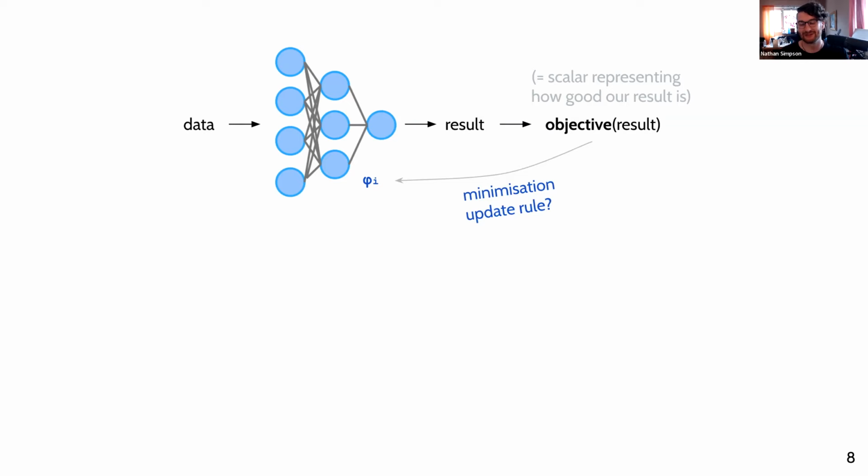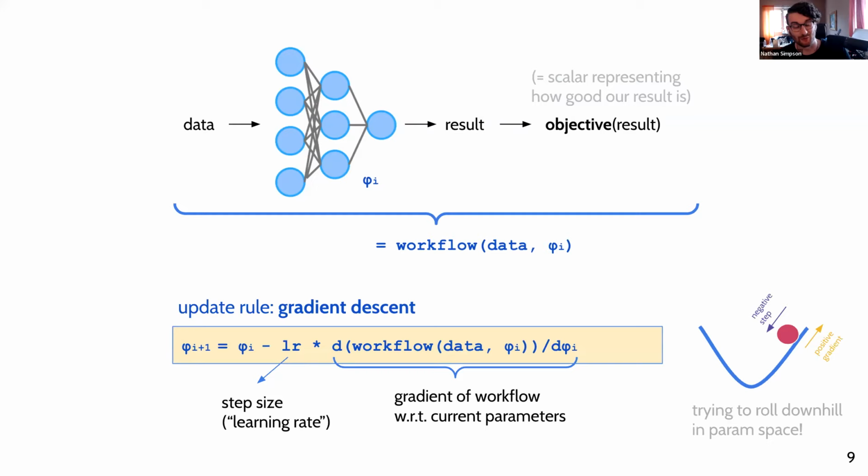Well, what I propose to you is this famous learning algorithm called gradient descent. And how does gradient descent work? Well, one iteration of gradient descent, at least in its non-intelligent, super basic form, is you take your current phi i, and then you subtract the gradient of, say, this entire construct as a workflow from data and parameters to objective. So data and parameters go in and a scalar comes out. And we say, okay, we subtract the gradient of that whole thing from our phi. And you might think, well, I don't really understand that. Why is that a useful construct? Well, if you look at this beautifully drawn artistic diagram on the bottom right, where we're a ball rolling downhill in parameter space. So the x-axis here would be like the phi i.